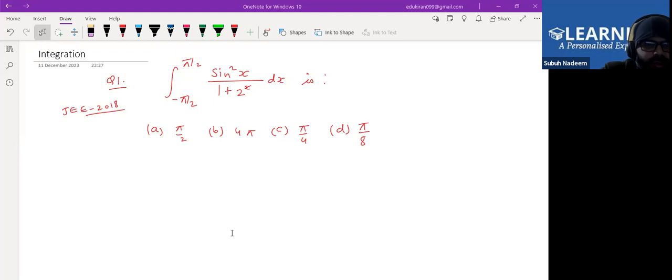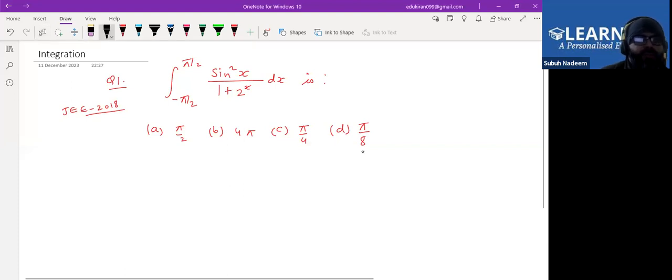Yes, Sarif has also joined. Sarif, the properties which we did in the last class, 8 properties of definite integral, we are doing a few more questions based on those properties. Okay, sir. So this is the first question. Just give it a try. This has been asked in JEE 2018, and then we'll discuss this.